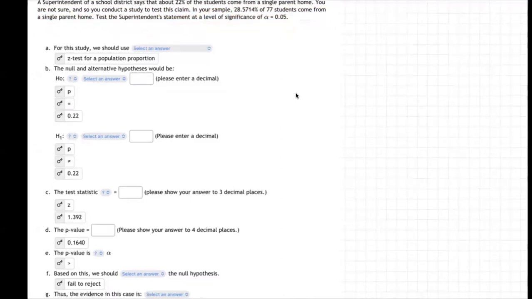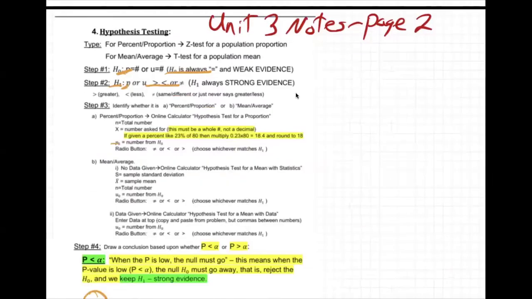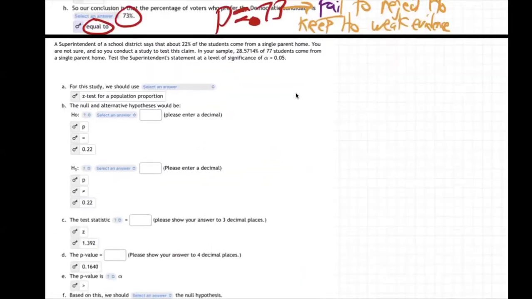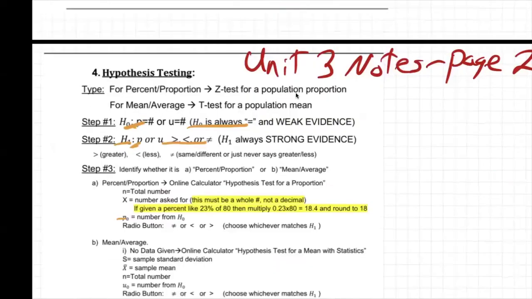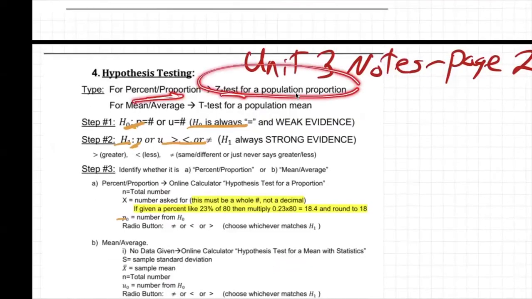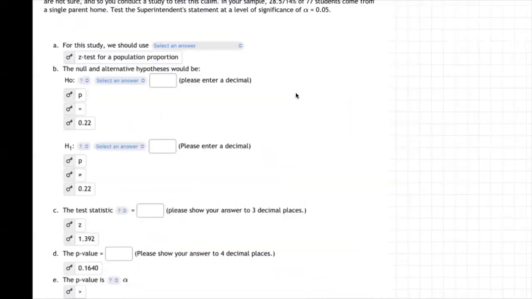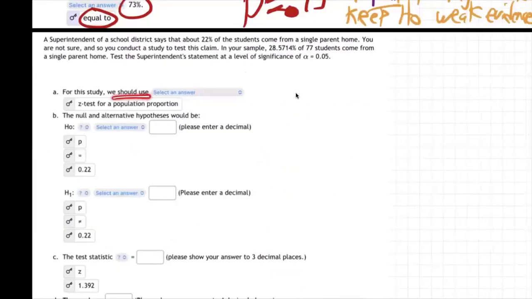Okay, so let's go to the notes. Unit 3 notes, page 2, hypothesis testing. It says, first off, do you have a percentage question or a mean average question? Well, this one is a percentage question, right? They're claiming 22% of the students come from a single parent home. For a percent question, you're supposed to use the online calculator, z-test for a population proportion. So that's where we're going to go. That's their first question here. We should use a z-test for a population proportion.